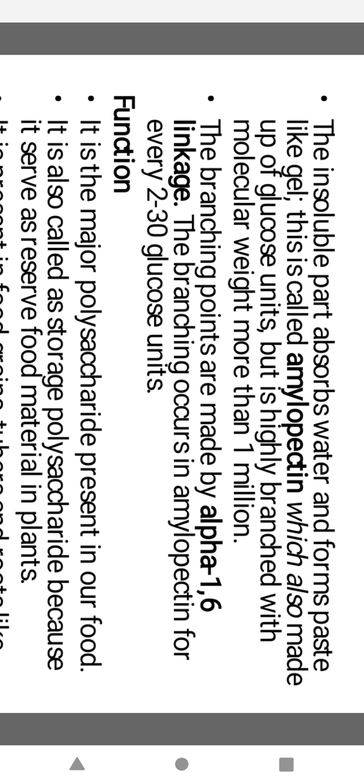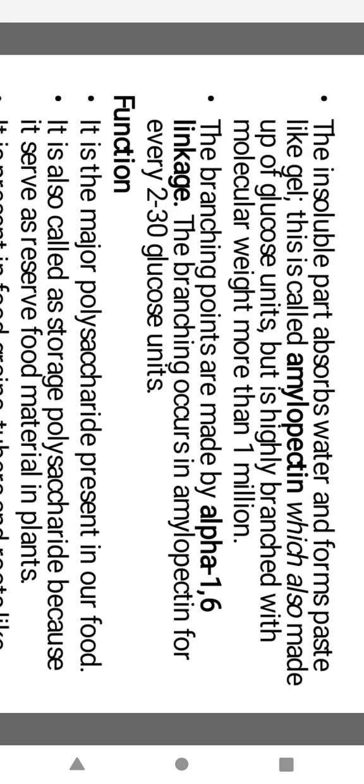The insoluble part of that homopolysaccharide, that means the starch, is known as amylopectin. It absorbs water and forms a paste-like gel, but it is a highly branched molecule. The glucose is the repeating unit, and more than 1 million glucose units are present in each amylopectin molecule. The branching points are made by alpha 1,6 linkage.